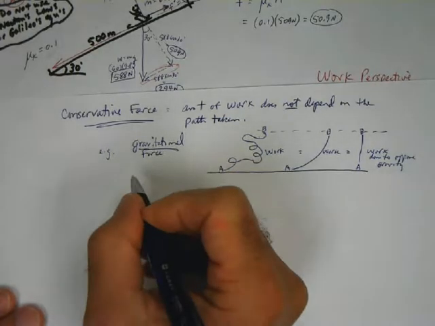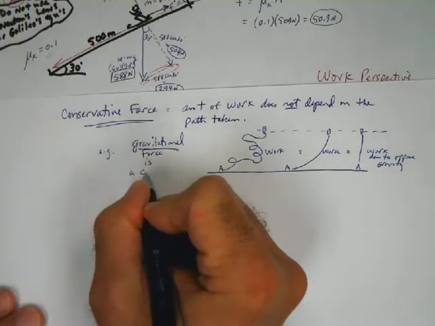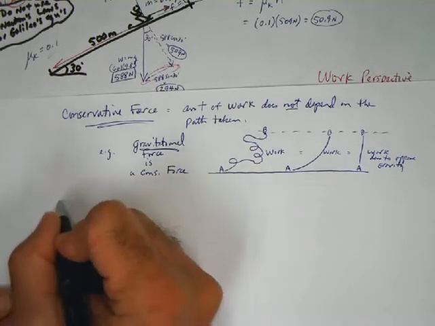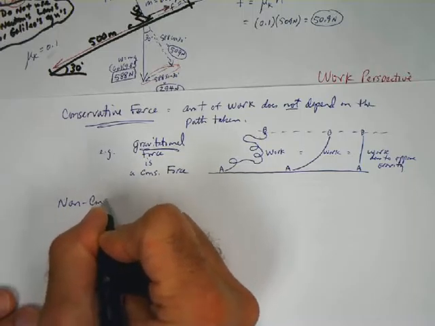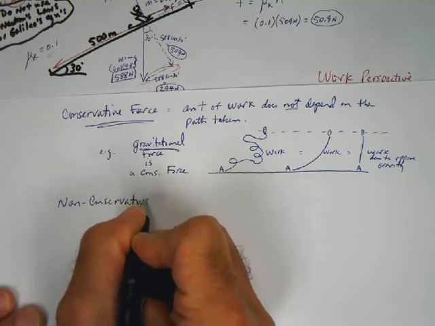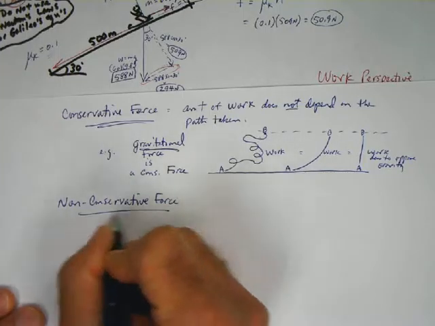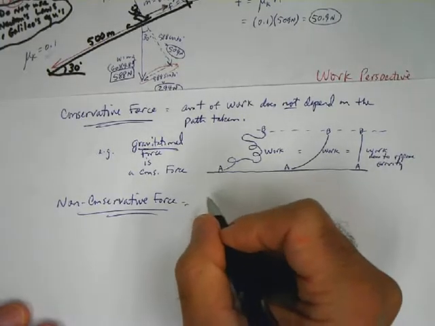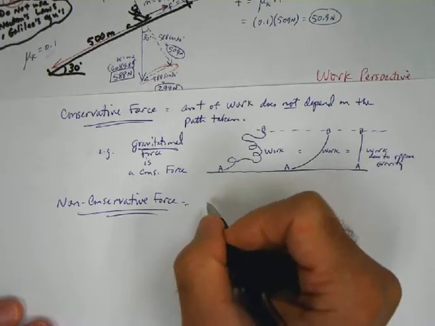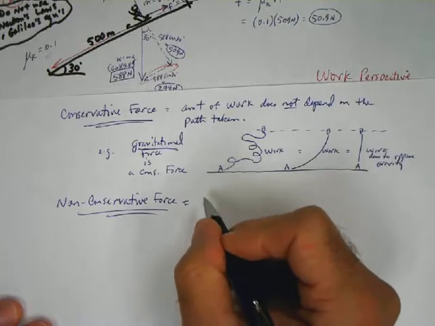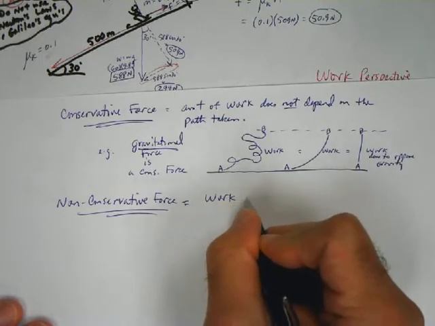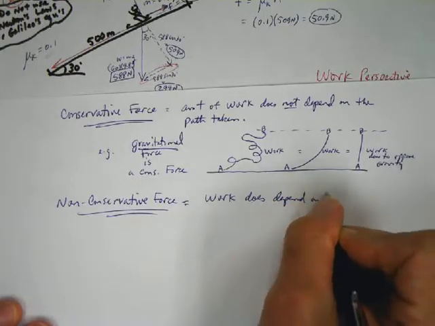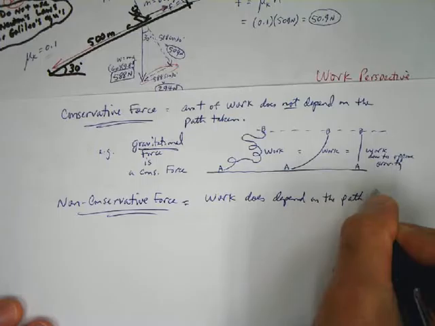On the other hand, a non-conservative force, and I'm sure you can guess, is where the work depends on the path. Work does depend on the path taken. So a good example of that one would be the frictional force.